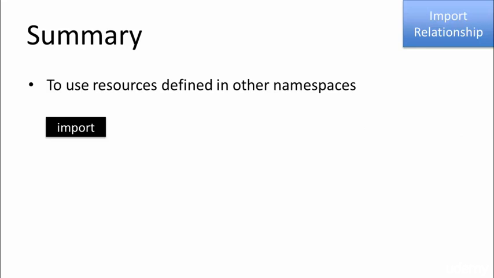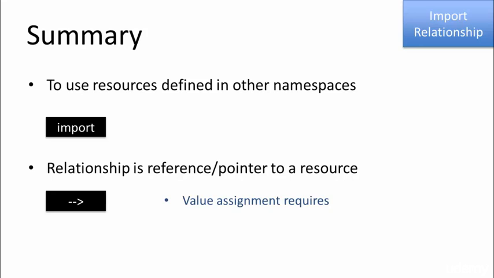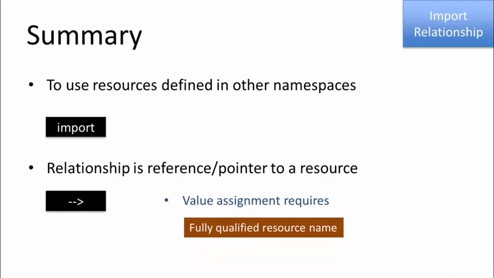You can create relationship fields as part of the resource definition. You can think of the relationship field in a resource definition as a reference or a pointer to a resource. The operator that you use instead of the character O is dash dash greater than. The value assignment for a relationship field requires you to provide the fully qualified resource name followed by hash or pound followed by the identity of the resource.